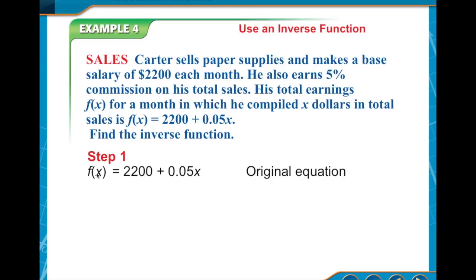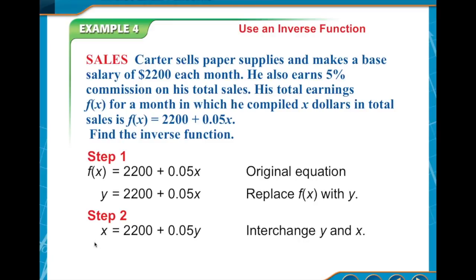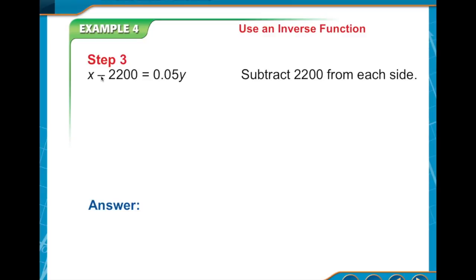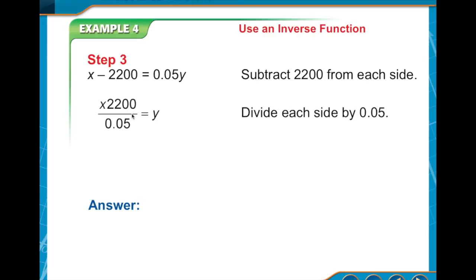So there's our original. Switch f of x to a y, and now change x and y, switch them around. Now we need y by itself. So subtract away the 2200. You don't need that. So you'll get x minus 2200 on the left, and just 0.05 y on the right. So that gets us to this step. In a final step, divide both sides by 0.05. And what do we get?